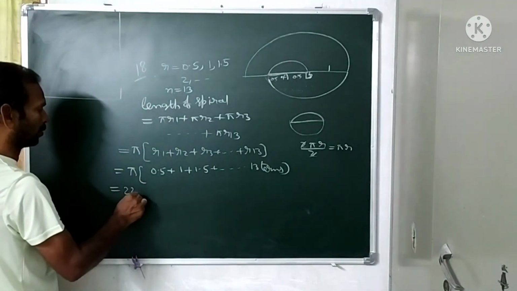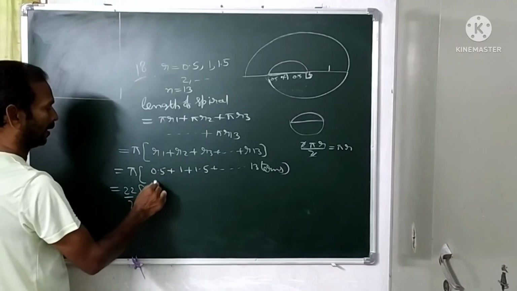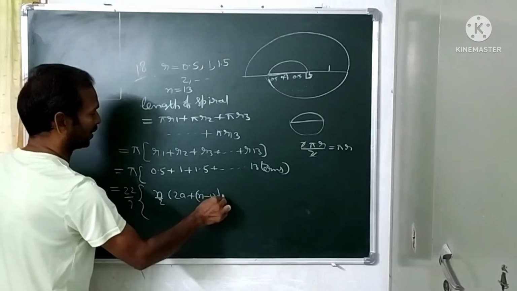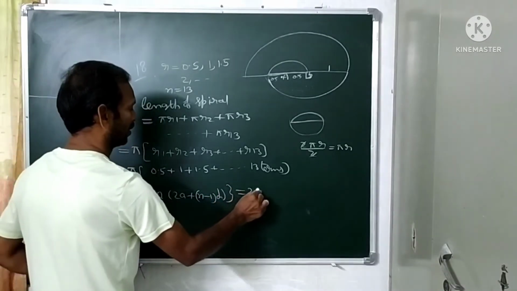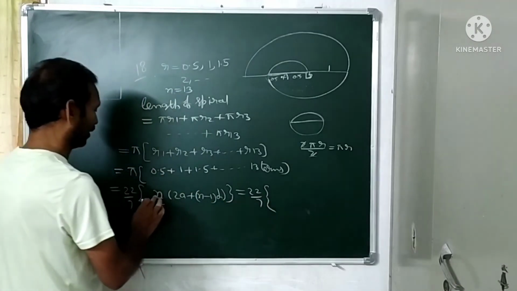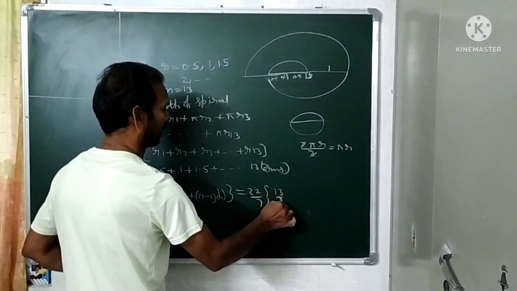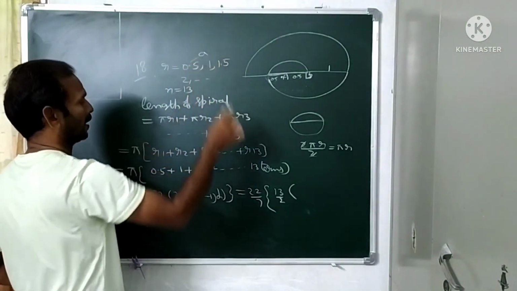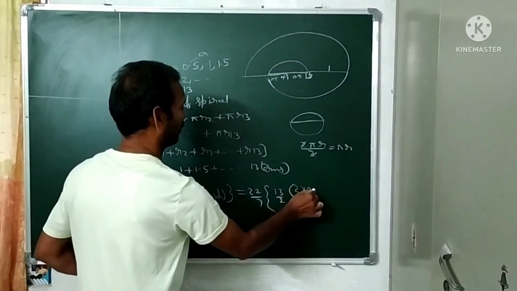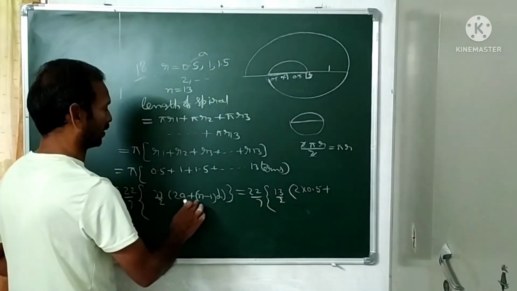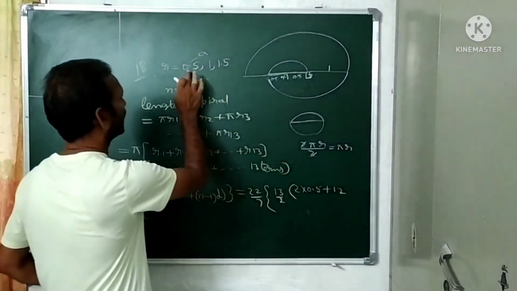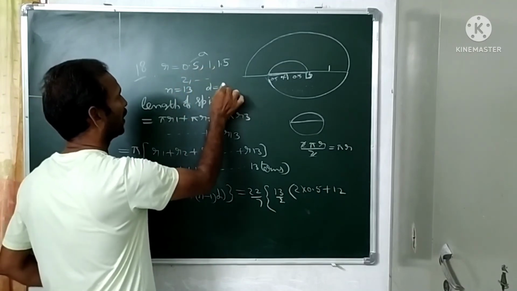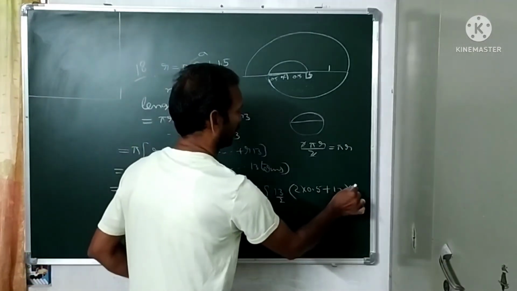So take the value of pi as 22 by 7, and I am calculating n by 2 into 2a plus n minus 1 into d. That means 22 by 7 into n by 2, 13 by 2 into 2a. What is the value of a? 0.5. That is the value. 2 times 0.5 plus n minus 1, 13 minus 1, 12. Here the difference d is 1 minus 0.5, which is 0.5. 12 times 0.5.